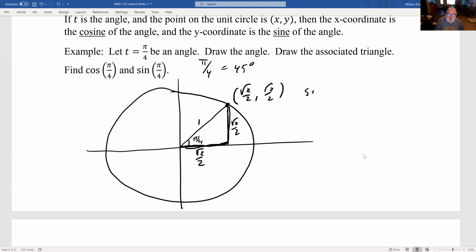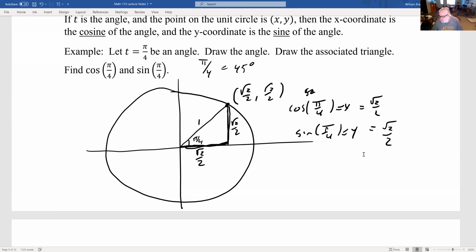So cosine of pi over 4 is your x-coordinate. That's square root of 2 over 2. Sine of pi over 4 is your y-coordinate. That's also square root of 2 over 2 because it's a 45, 45, 90 triangle and the two sides are the same length.